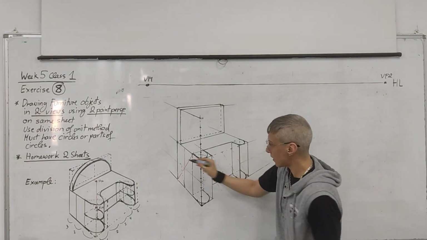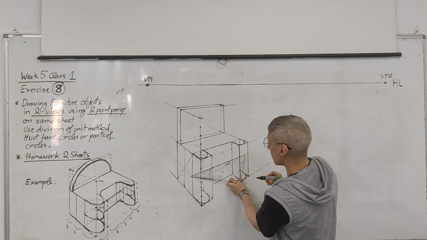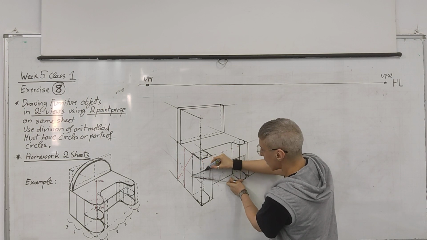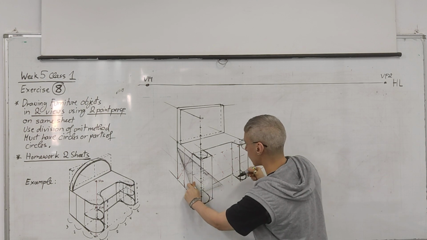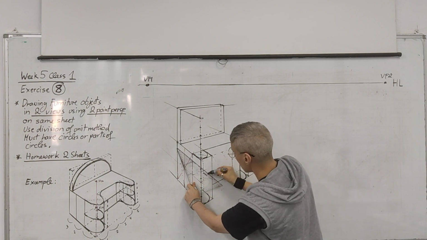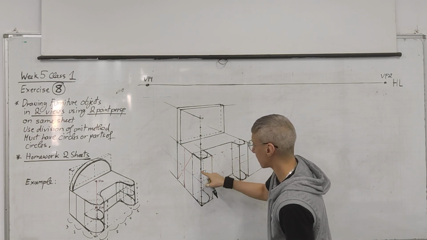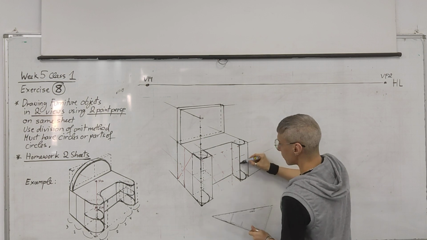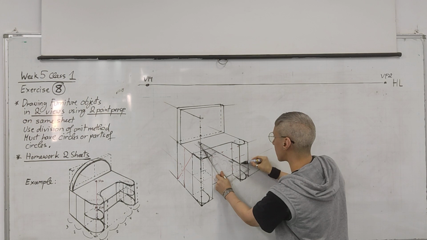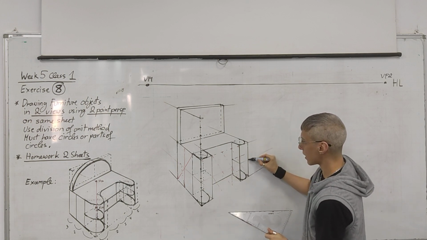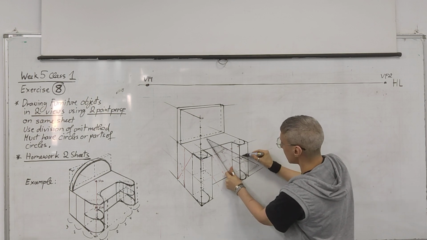So we already have this line and this line. So from this point here, we will take to the vanishing point. And from this point to the vanishing point. So here is the hidden at the back. Here also we have the same. From this point to the vanishing point. And here we already have this line. Then from this point again to the vanishing point to find the hidden object.